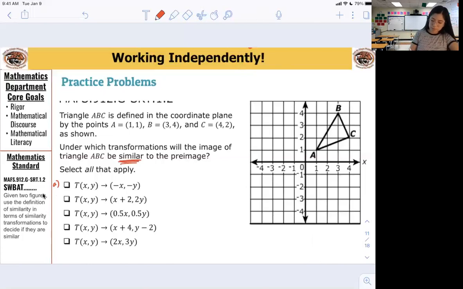Wait, miss, if an option makes the things congruent, will that be wrong? I'm not going to give away that answer. Can similar mean congruent? No, never mind. That's wrong.